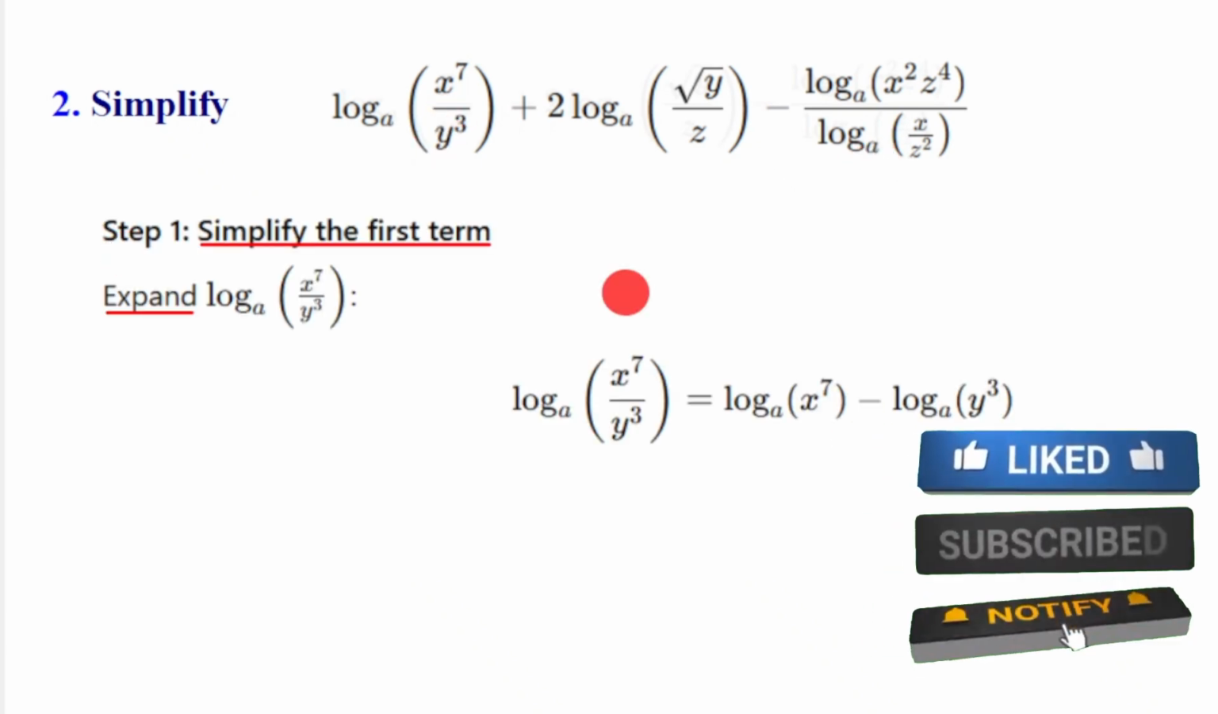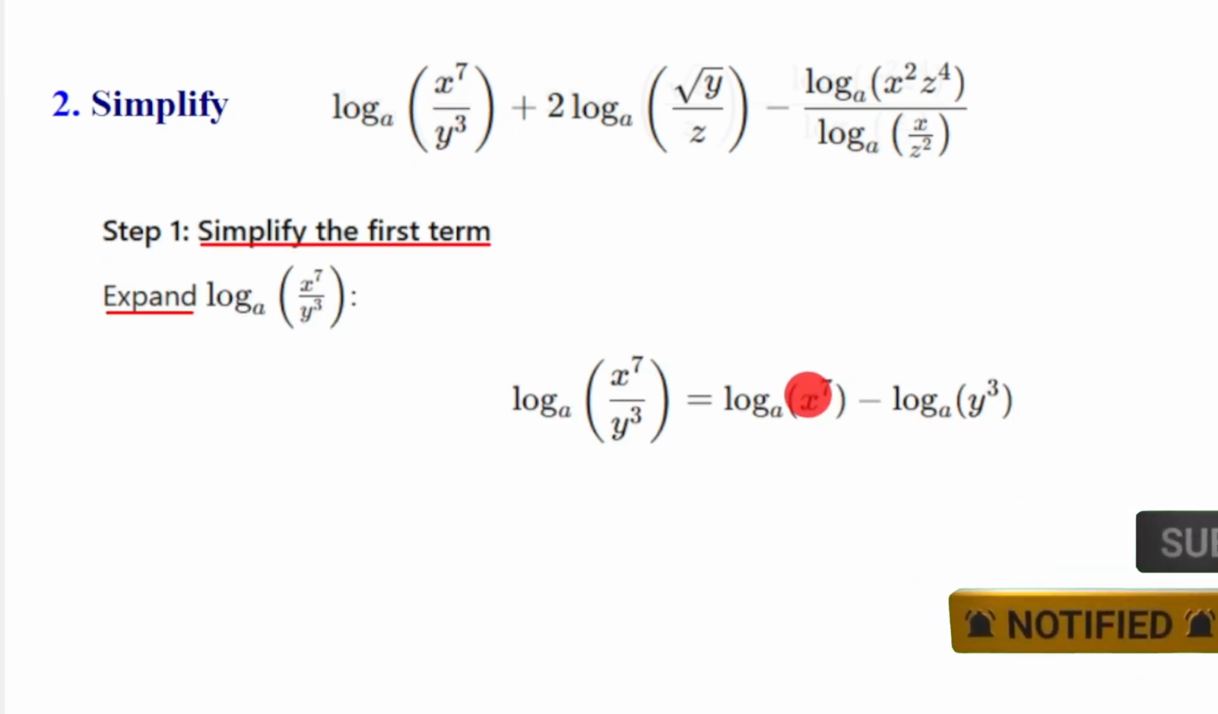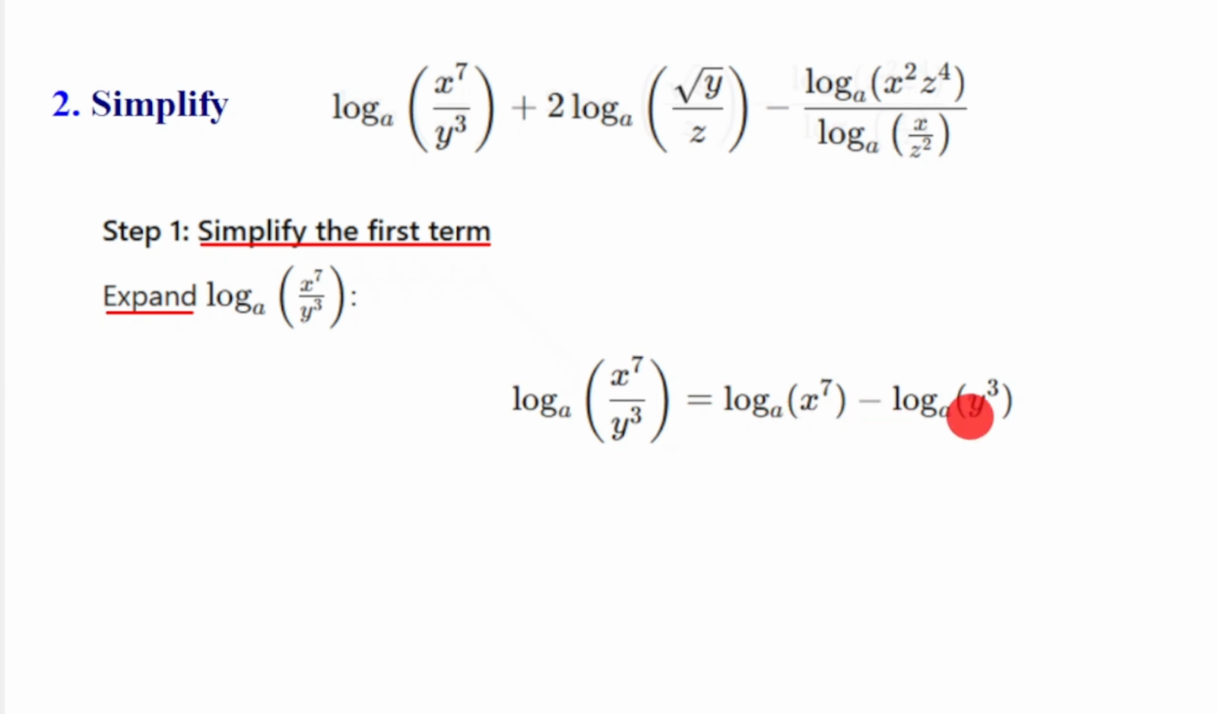Step 1. By using the quotient rule, we get logarithm of x to the power of 7 to the base a minus logarithm of y cubed to the base a. Again, by using the power rule, we get 7 times logarithm of x to the base a minus 3 times logarithm of y to the base a.